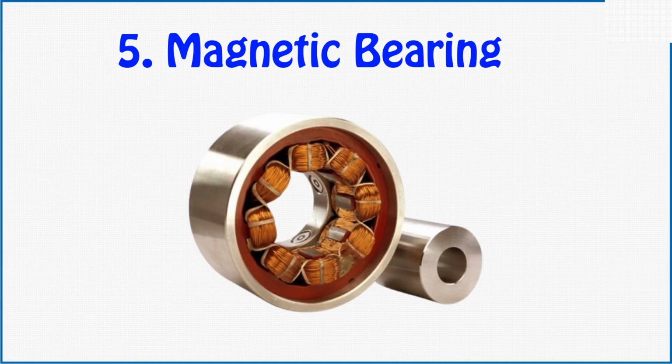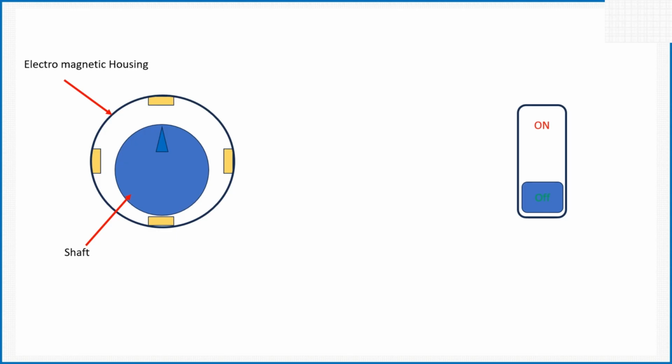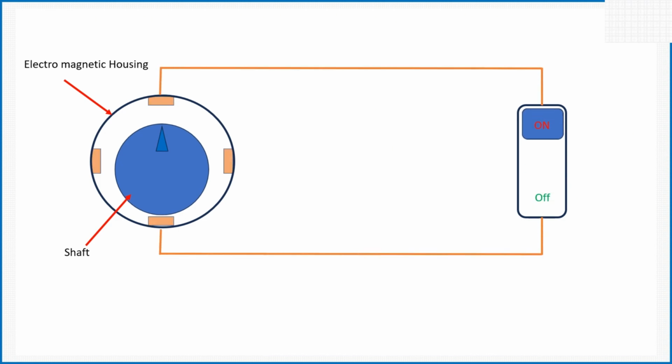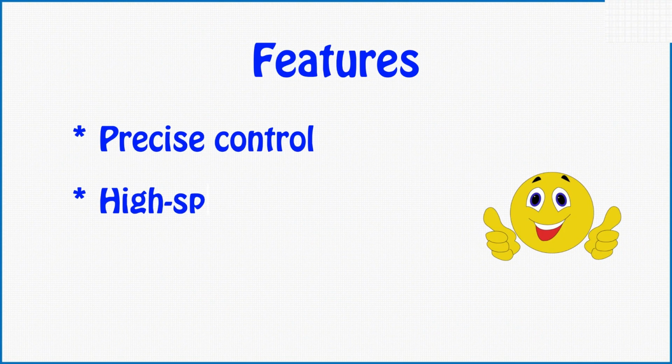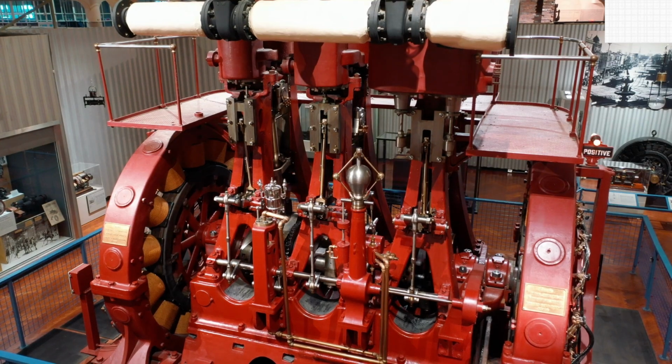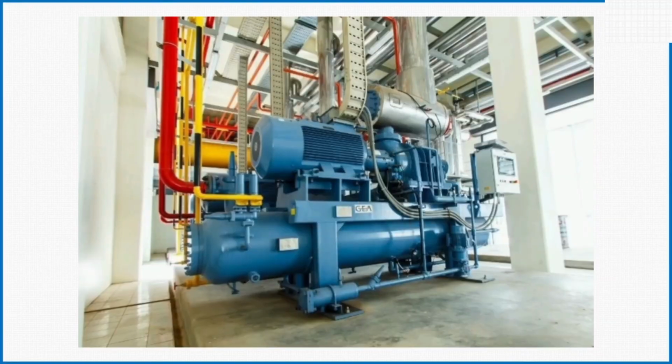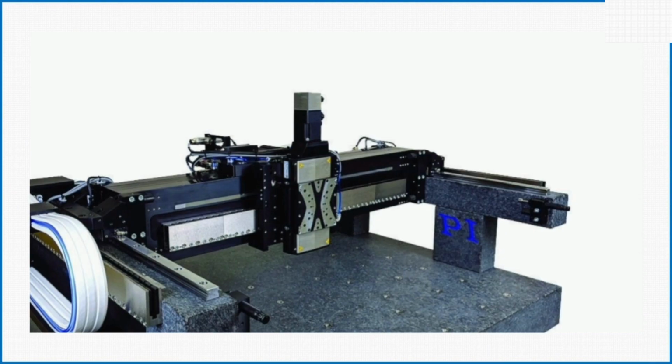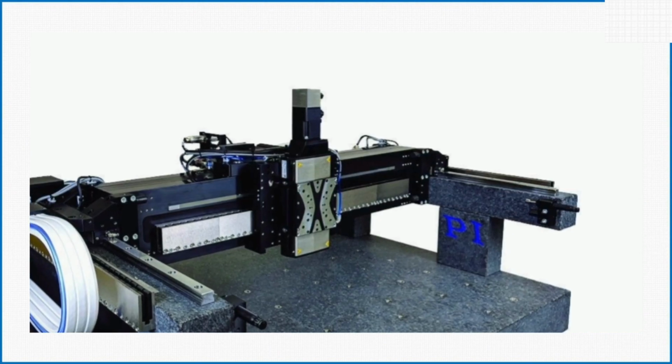Magnetic bearings. The magnetic bearing working principle is similar to that of a fluid bearing, but instead of the fluid in fluid bearing, it uses magnetic field to separate the moving surfaces and hence reduce friction. They offer precise control, high-speed capabilities, and low maintenance. It is commonly used in turbines, compressors, and high-speed machinery. They ensure stability and reliability.